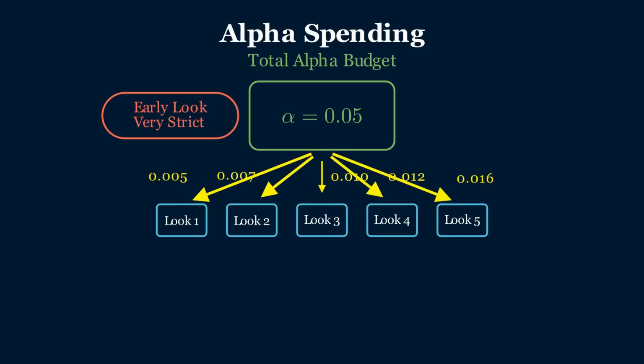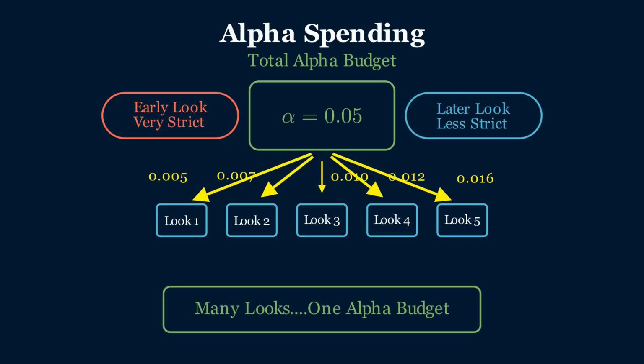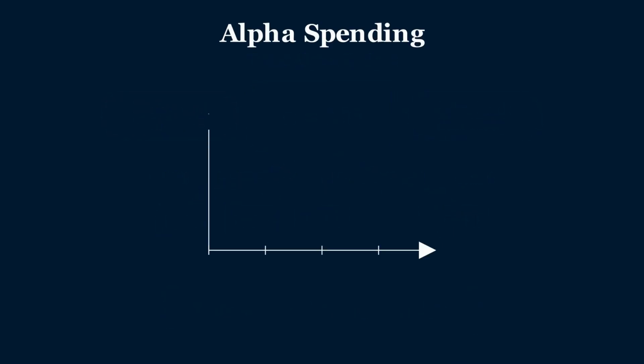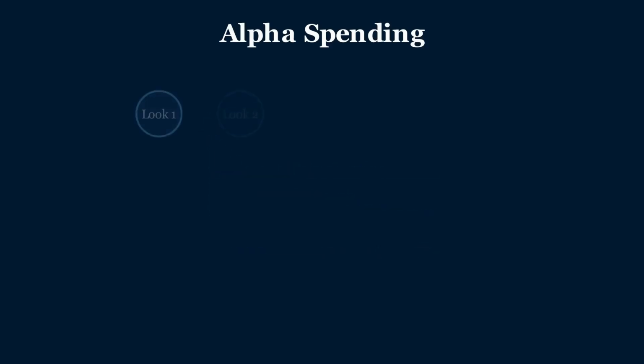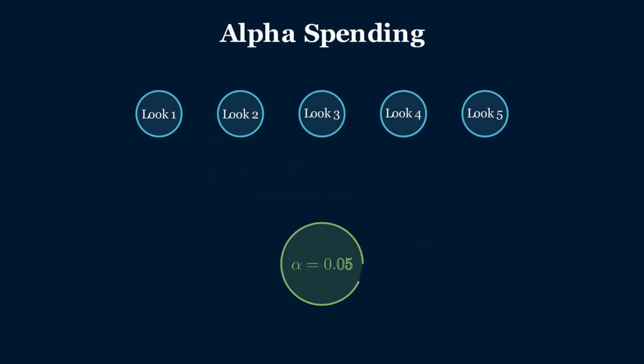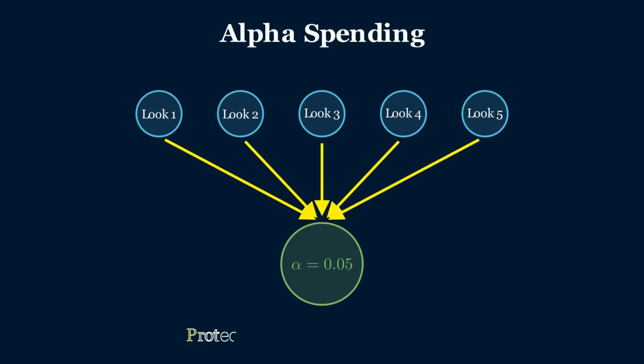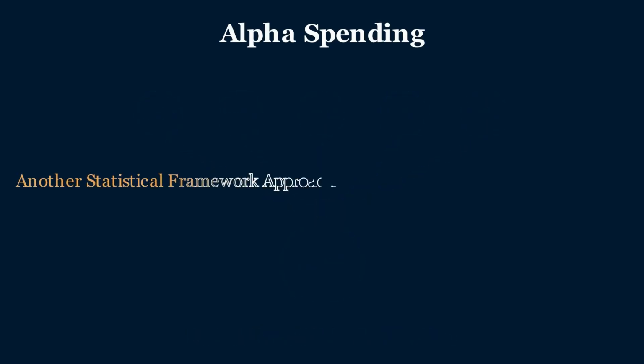Early analyses use a stricter significance threshold. Later analyses receive more of the remaining alpha. Popular approaches include O'Brien-Fleming boundaries and Pocock boundaries. The goal remains the same: protect the overall false positive rate, even while looking at data multiple times. Everything we have discussed so far belongs to classical statistics. But there's another statistical framework that approaches this problem very differently.